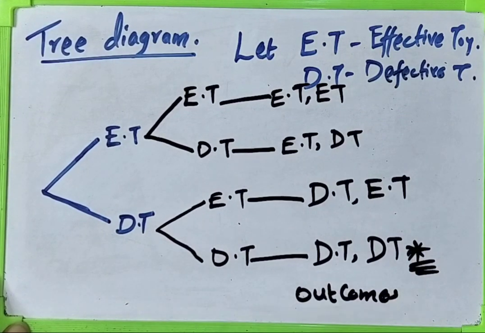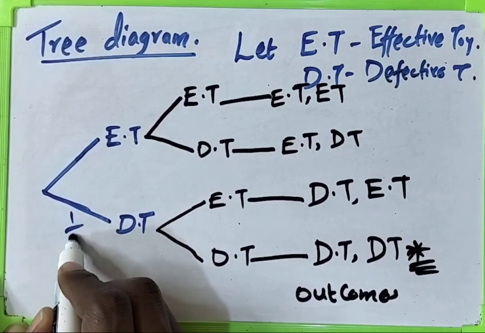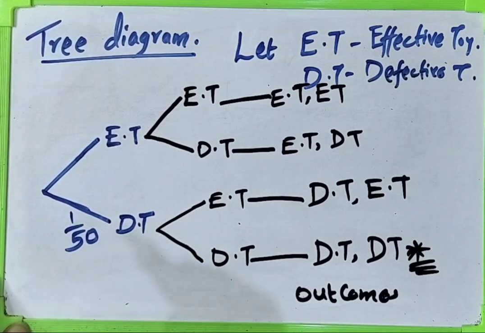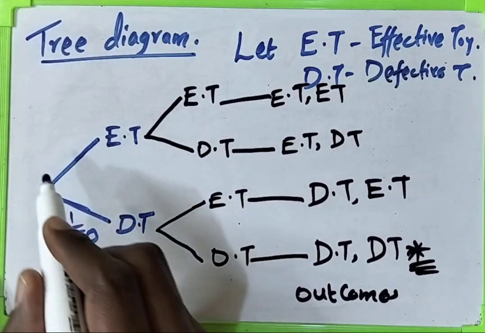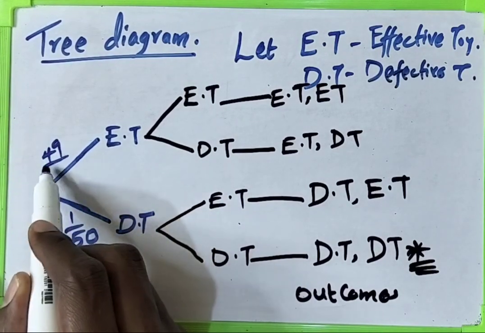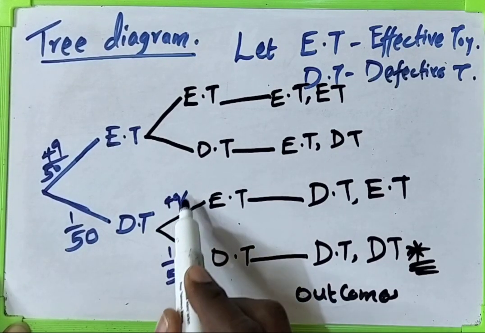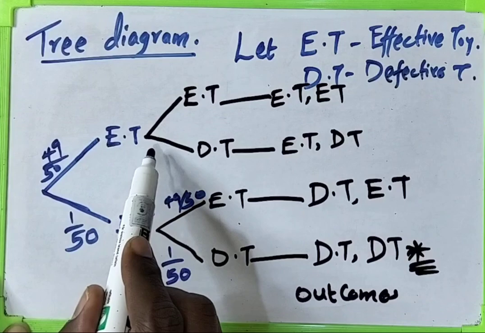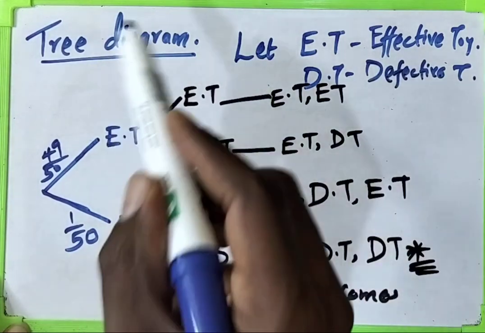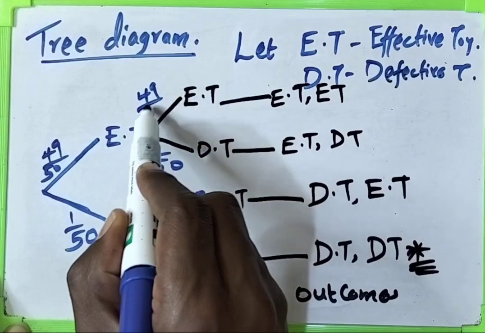Now let us feed in the probabilities. We were told from the question that the probability of picking a defective toy is 1 over 50. That means the opposite, the otherwise, is 49 over 50. Of course, we are not going to use it, but it's good to indicate that. If you pick again a defective toy, you will have again 1 over 50. And then the other one is 49 over 50. Defective toy is 1 over 50. Of course, the other one is 49 over 50.